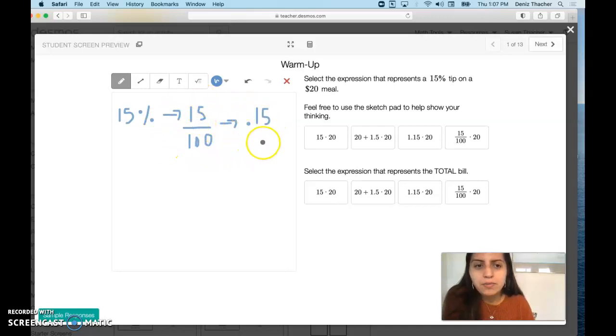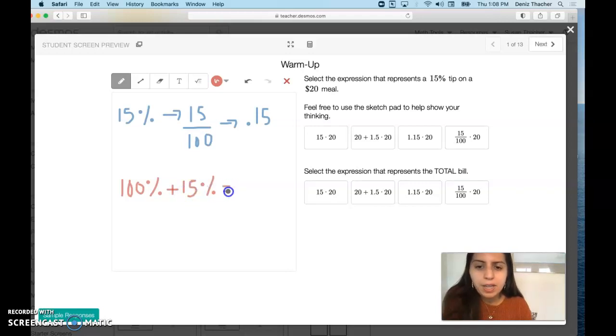If we are trying to find 15% of $20, and "of" represents multiplying, which of these expressions do you think would find 15% of 20? Now we're going to select the expression that represents the total bill. If I have a 15% tip, that means there is a percent increase. So I'm going to add my 15% to 100%.